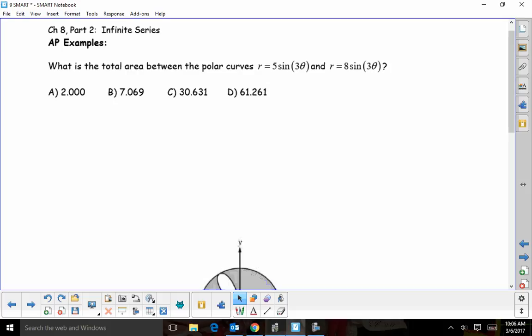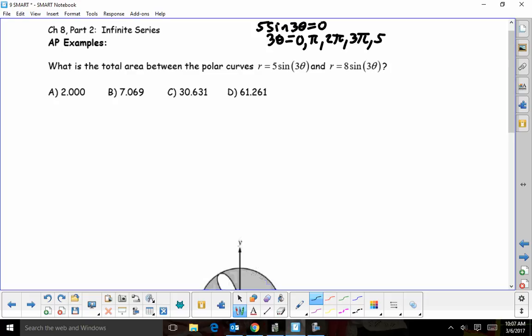Okay, so your step. You should have 3 tangents because there's 3 petals.